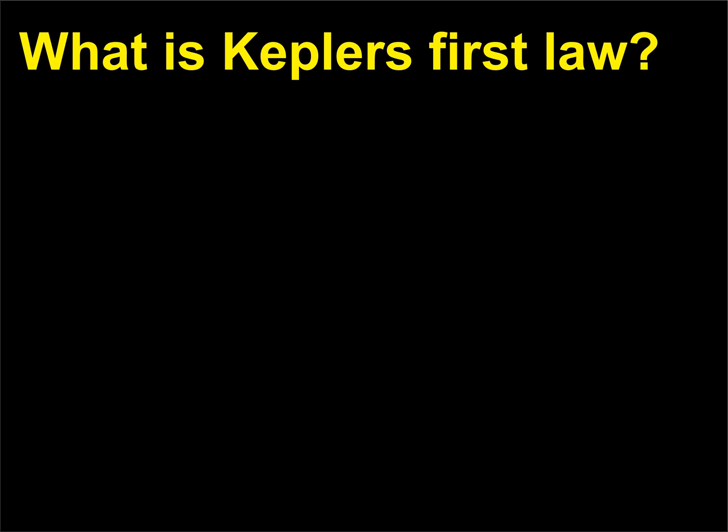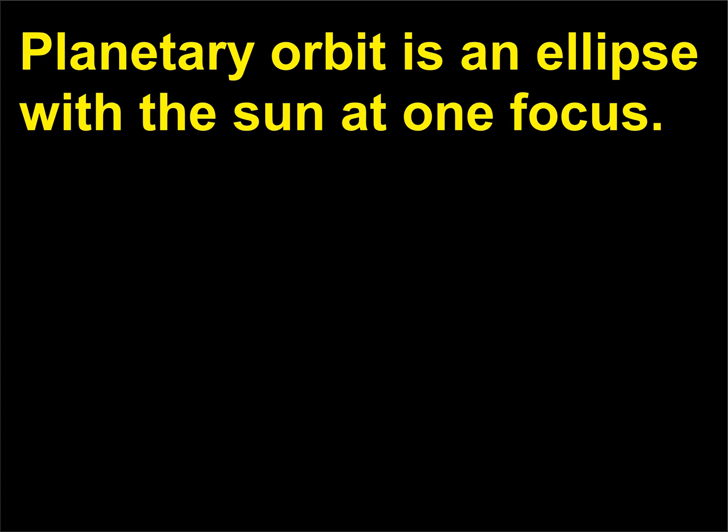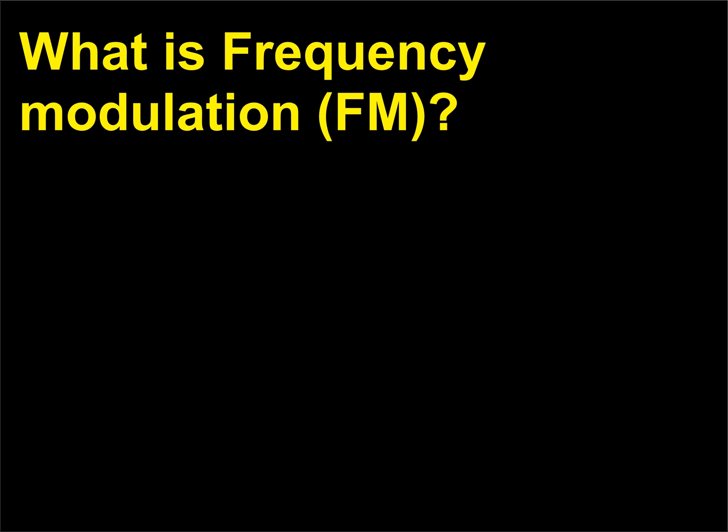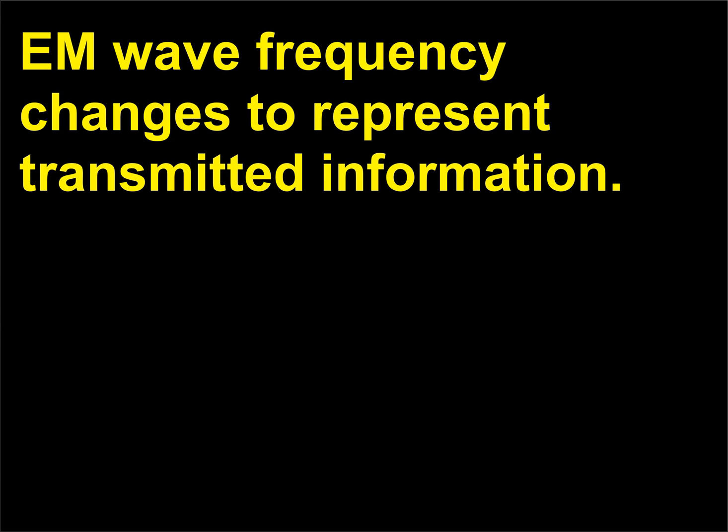What is Kepler's first law? Planetary orbit is an ellipse with the Sun at one focus. What is frequency modulation, FM? The wave frequency changes to represent transmitted information.